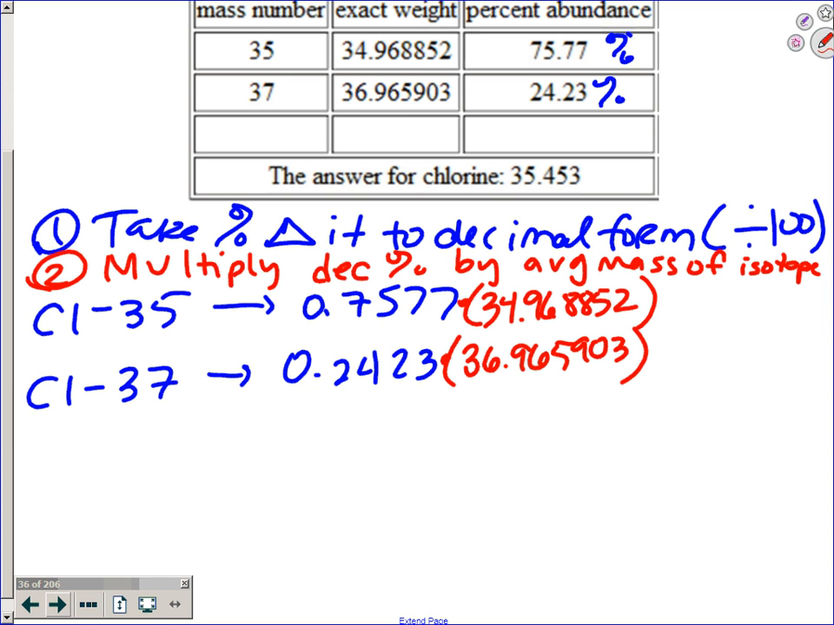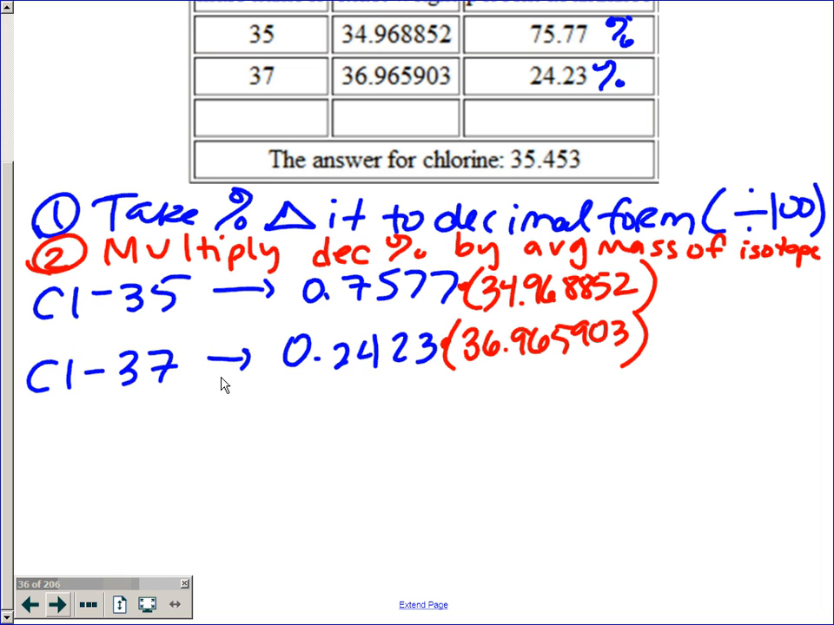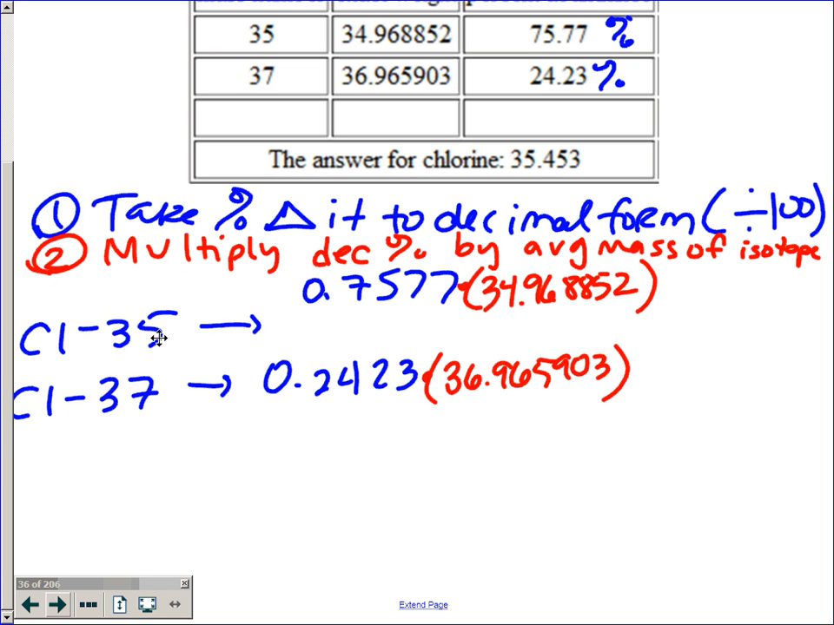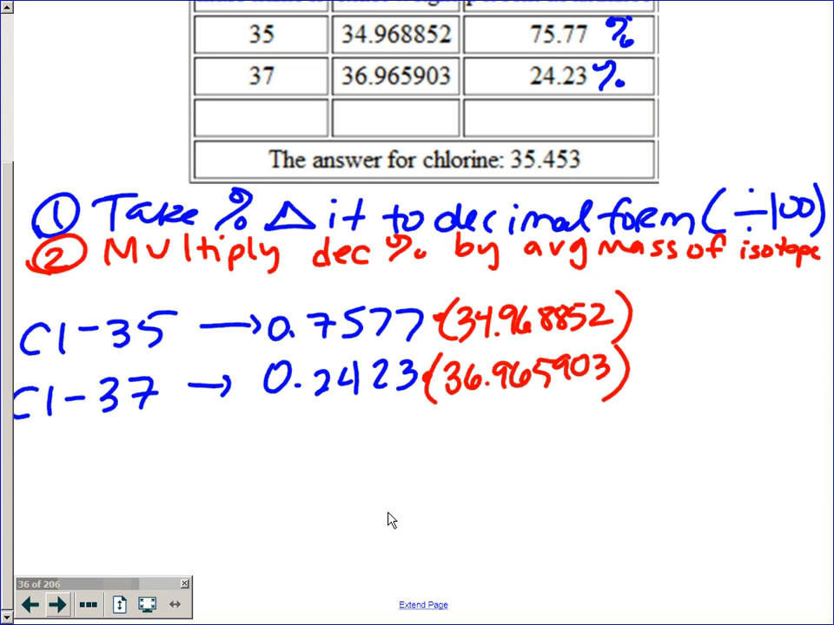All right, so I need some human calculators here. I need this group over here and this group here to find the first product, and then you guys find the 37 product. Okay, let's do a quick comparison. So the 35 folks, what is 0.7 blah blah blah times 34 point blah blah blah?